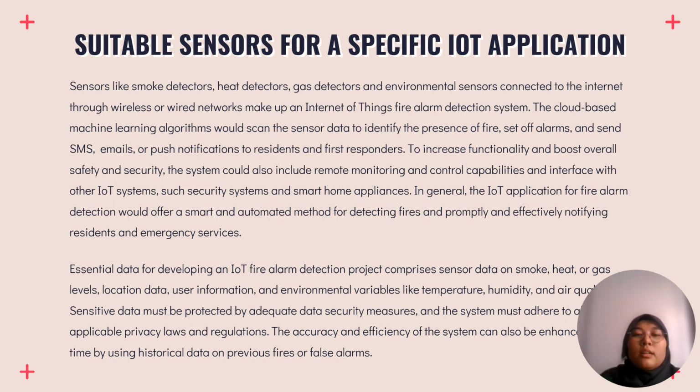To increase functionality and boost overall safety and security, the system could also include remote monitoring and control capabilities and interface with other IoT systems, such as security systems and smart home appliances. In general, the IoT application for fire alarm detection will offer a smart, automated method for detecting fires and promptly and effectively notifying residents and emergency services.